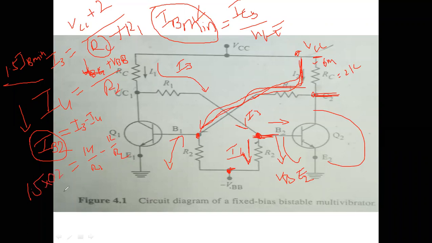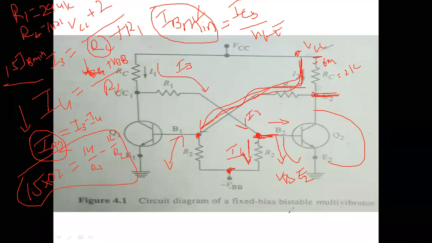Now if you solve this expression, you will get an expression in terms of R1 and R2. This is your second expression. Previously we got one expression, R2 equals 5 R1. Therefore we have two equations in terms of R1 and R2. By solving these two equations, you get R1 as 29.4 kilo ohms and R2 as 147 kilo ohms.